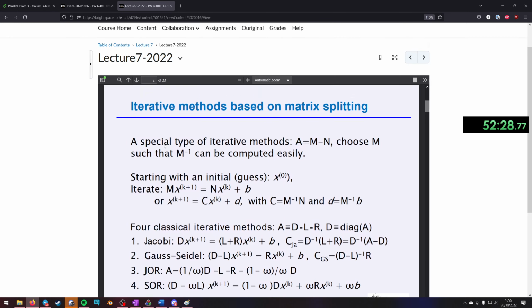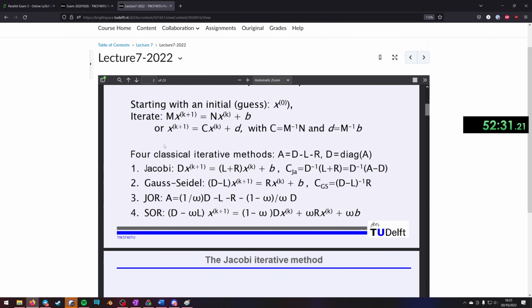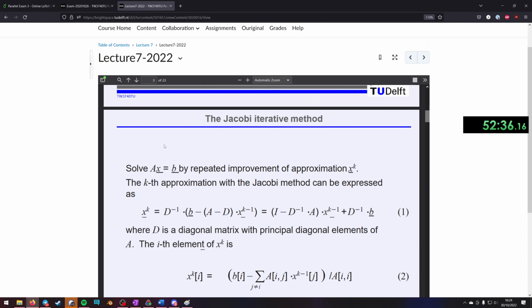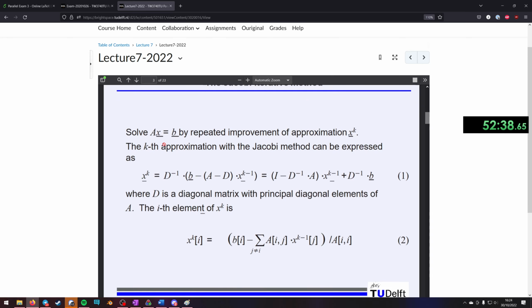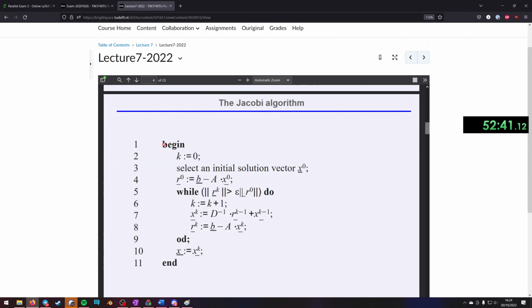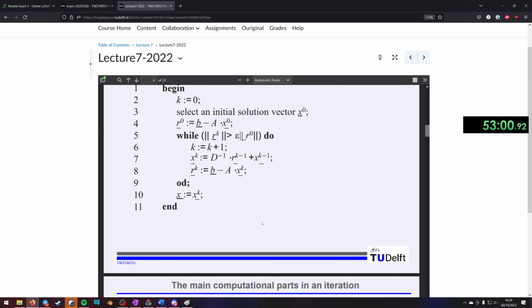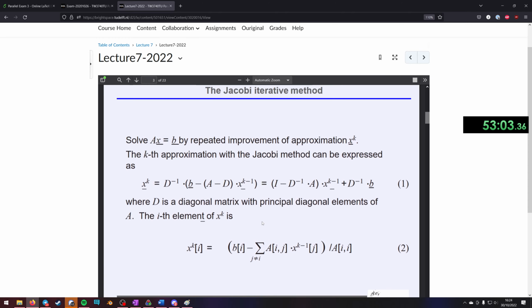Okay, so iterative methods based on matrix splitting. Jacobi iterative method. So we begin with an initial solution. Increase k. Take the diagonal matrix, minus R. What is R? Oh, R is this thing. Okay, R is a vector. R is a row, I think, or maybe not. Well, I'm not sure.